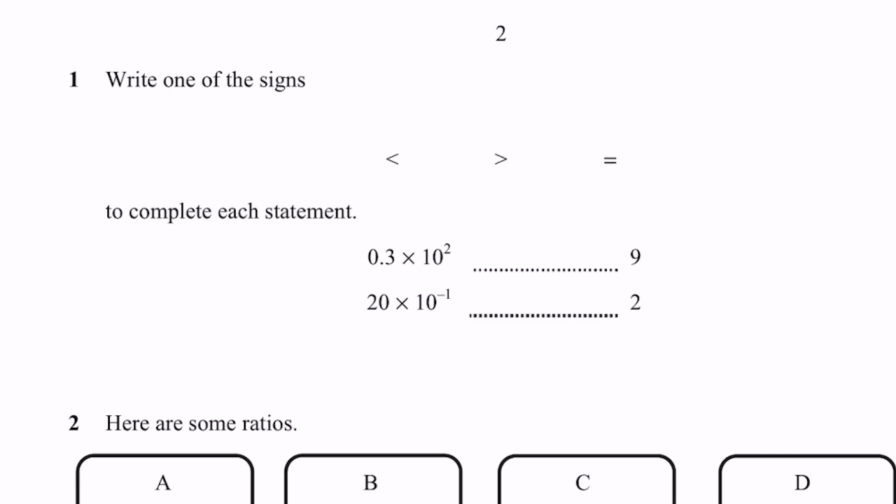0.3 times 10 to the power 2 is dash 9. That'll be 0.3 times 100, which is equal to 30. And 30 is greater than 9. 20 times 10 to the power minus 1, dash 2. So that'll be 20 times 0.1, which is 2. And they're equal, so we put an equal sign.